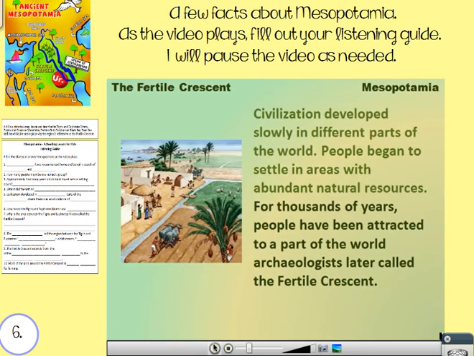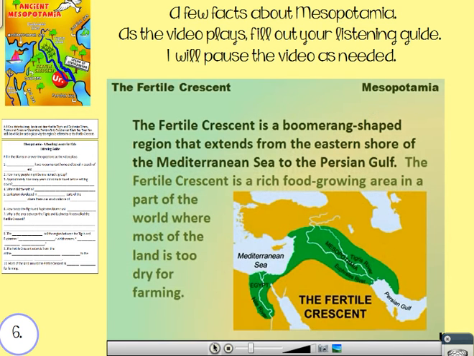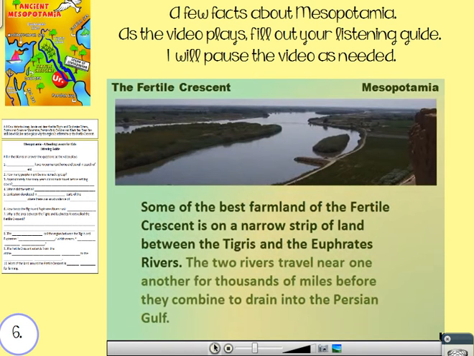For thousands of years, people have been attracted to a part of the world archaeologists later called the Fertile Crescent. The Fertile Crescent is a boomerang-shaped region that extends from the eastern shore of the Mediterranean Sea to the Persian Gulf. The Fertile Crescent is a rich food-growing area in a part of the world where most of the land is too dry for farming.